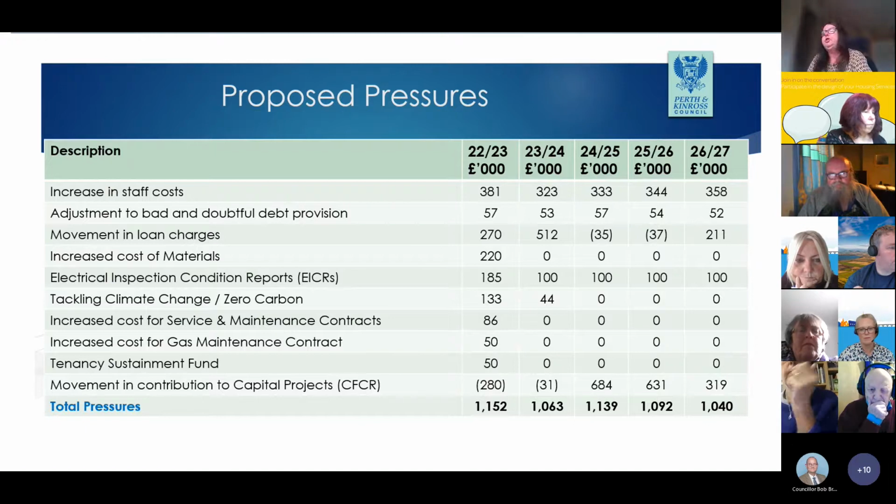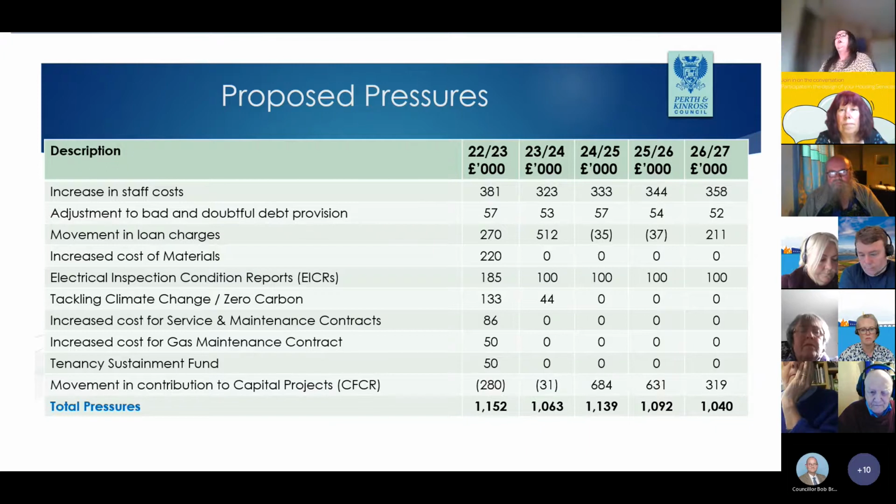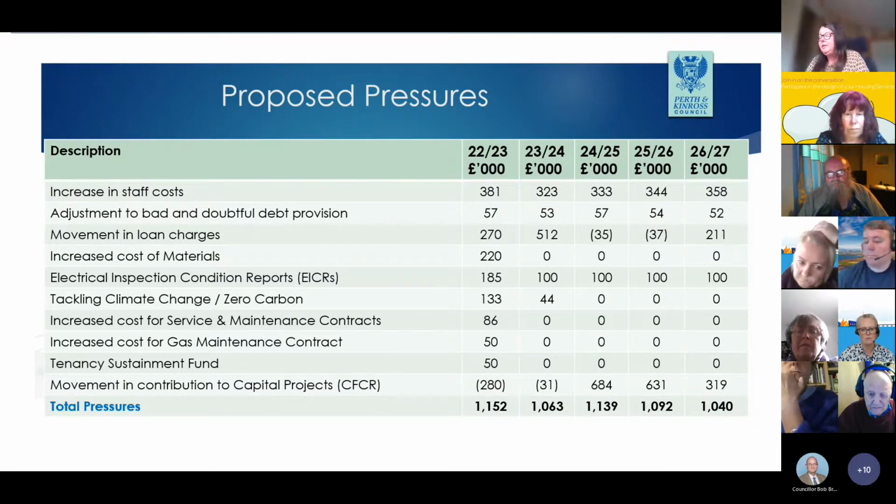So what are the pressures? As you'll see, and as has been alluded to by both Claire and Councillor Braun, we are no different in that we're facing an increase in costs that are outwith our control and remit. This table outlines what the pressures are on our budgets moving forward. The first line is an increase in staff costs. Staff costs are not something which the Council has control over. They are determined by our national terms and conditions, which still have to be agreed for this financial year coming.